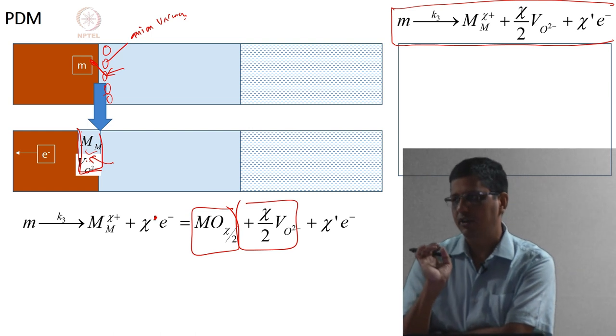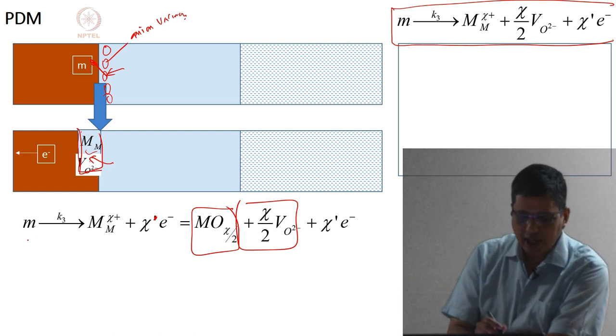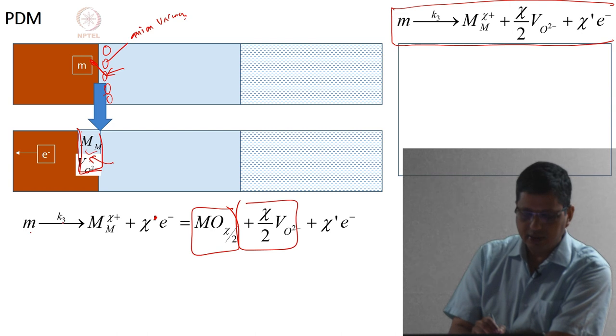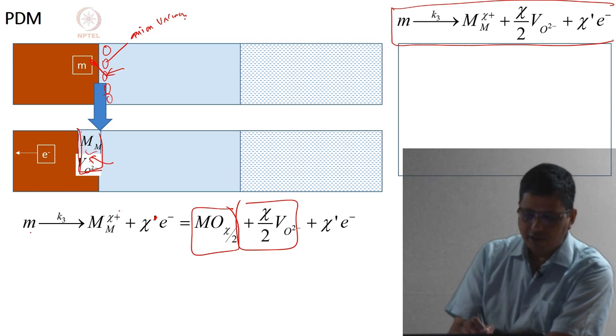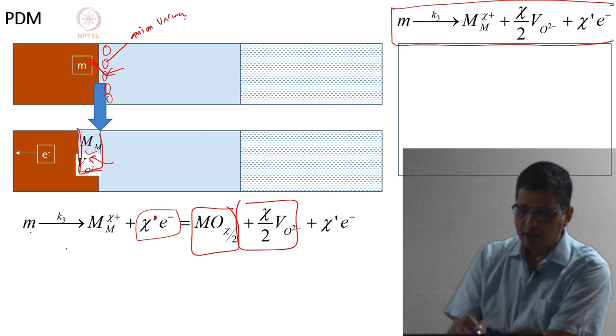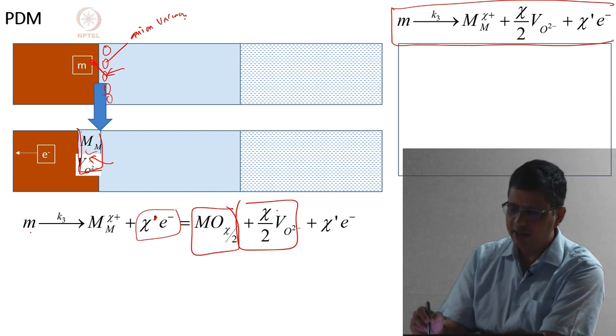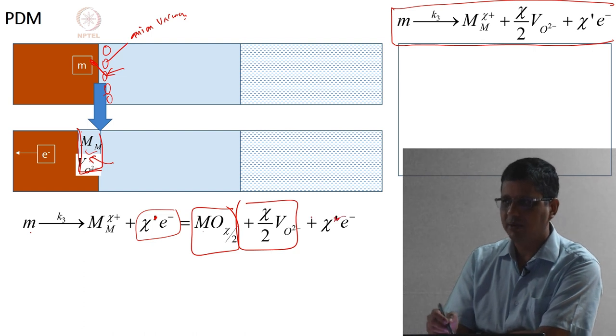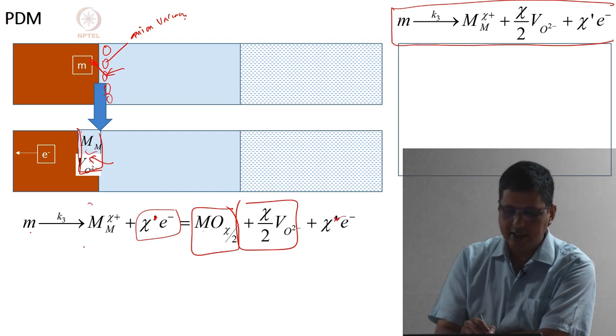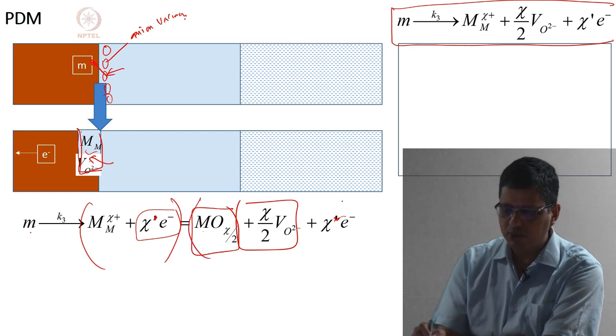It forms a metal oxide film. So, the way I have written that is, metal with the rate constant K3 forms a metal ion, a cation, by giving up so many electrons, and that is equivalent to saying you have a metal oxide film with the vacancy for the anion side. Of course, you are giving up the same number of electrons as before.